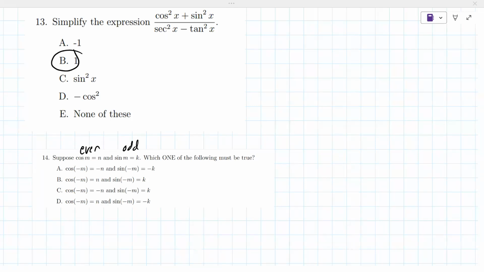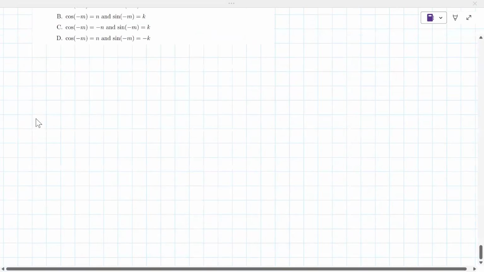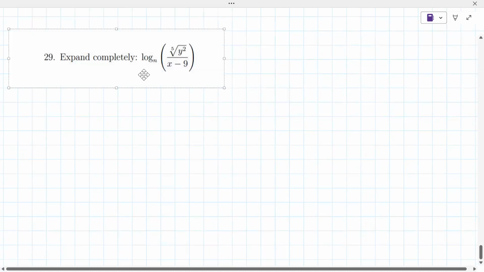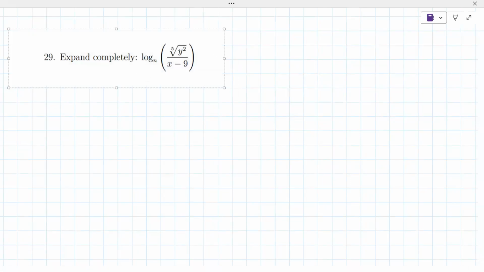Why don't you try a problem like number 29, since we did a few of those on the web assign. Let me snip this in. I do like to have you involved here, if you can. So why don't you try expanding this, ask me some questions if you've got any, and we'll see what you come up with.